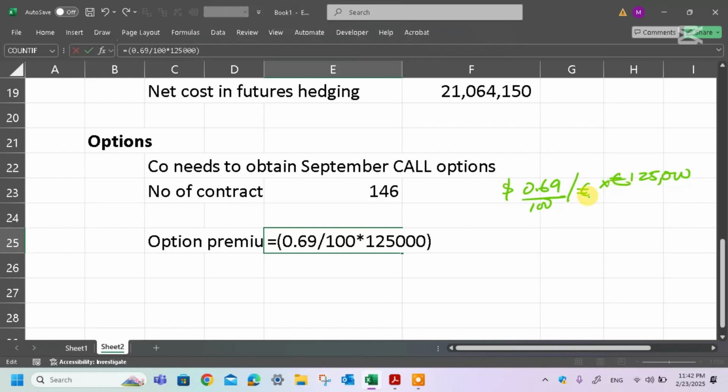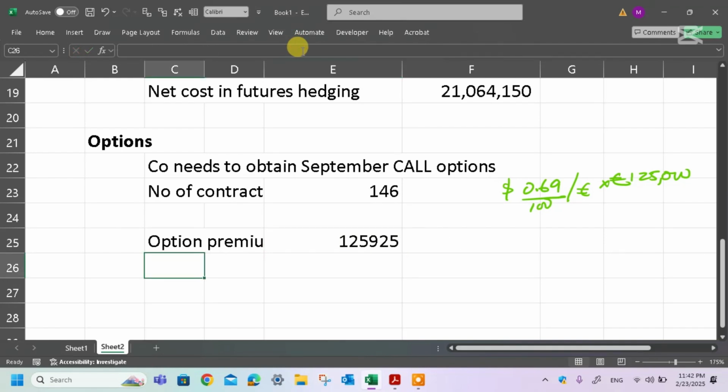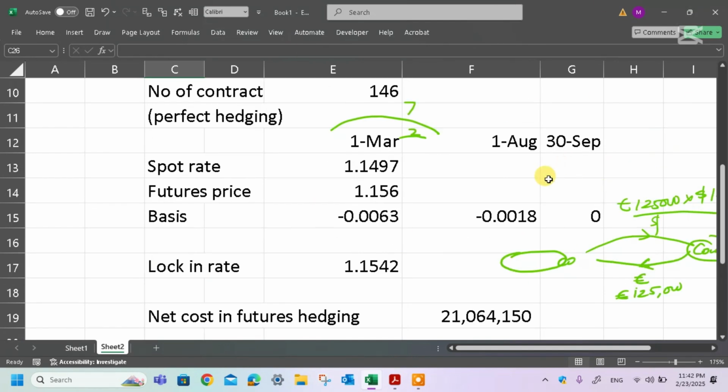Right, now the euro cancels, you get the answer in dollars. This is for one contract. Multiply this by 146 contracts. This is the option premium, this is the cost for you. Then assuming the options are exercised, same as futures.